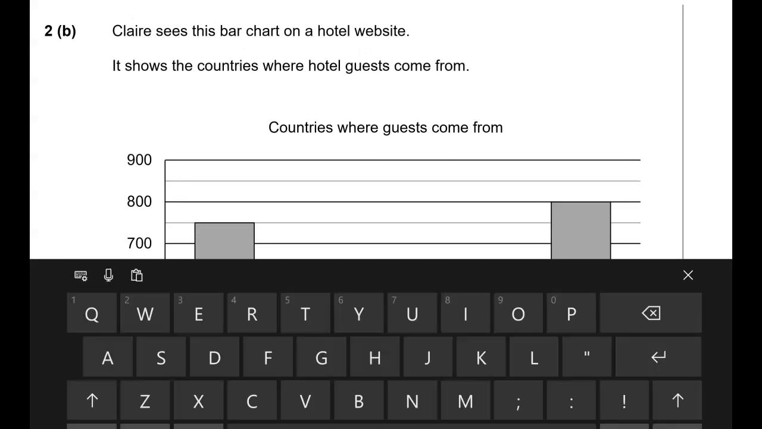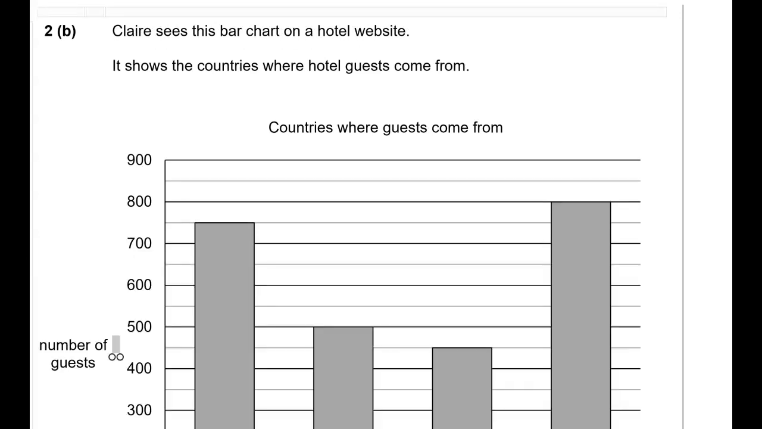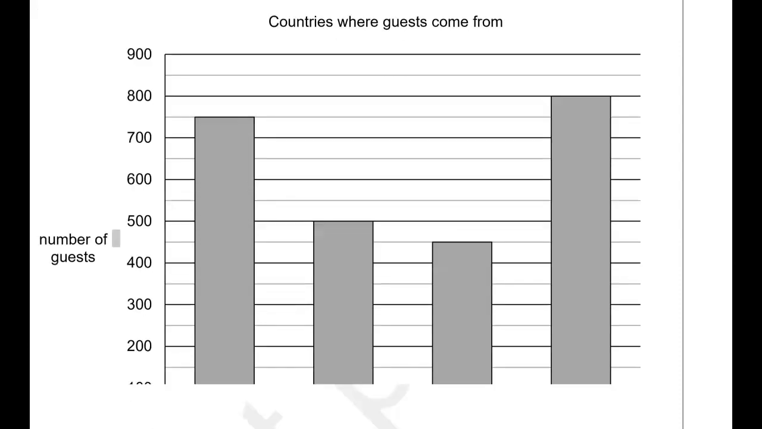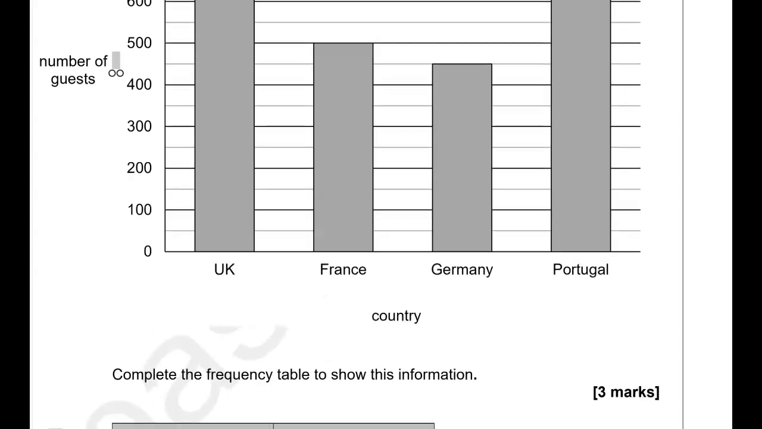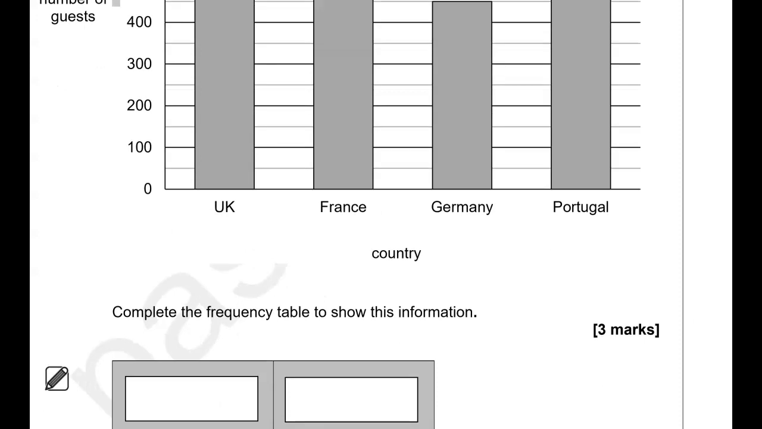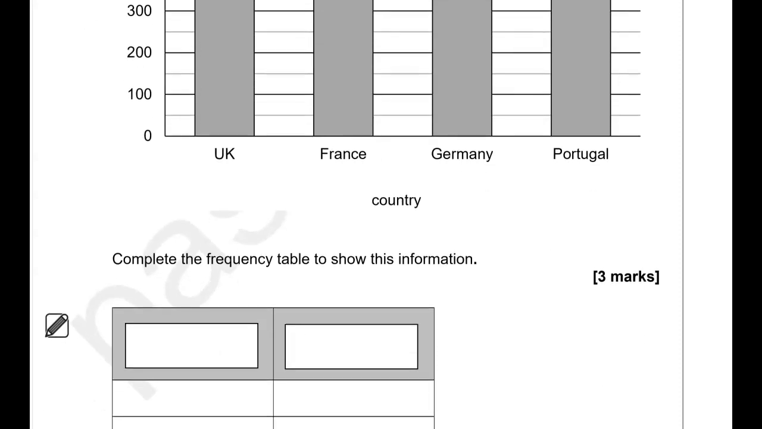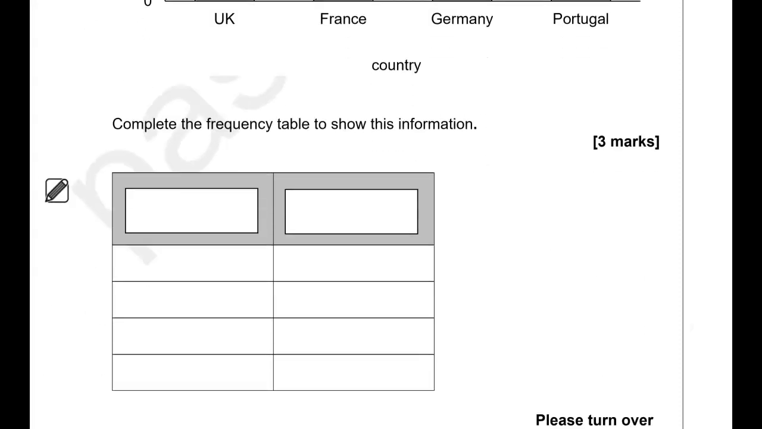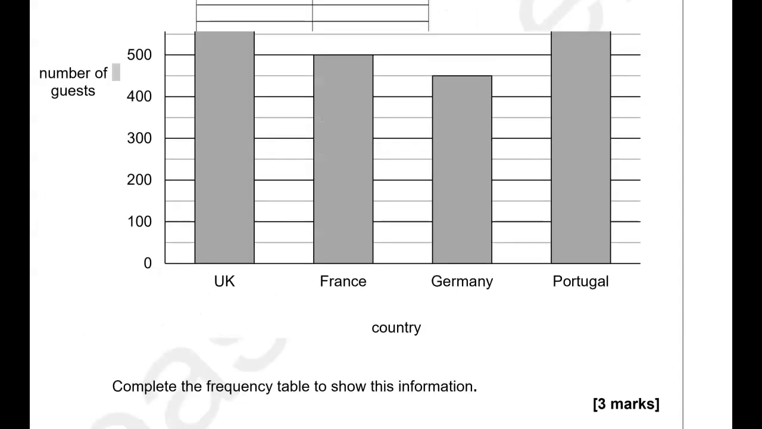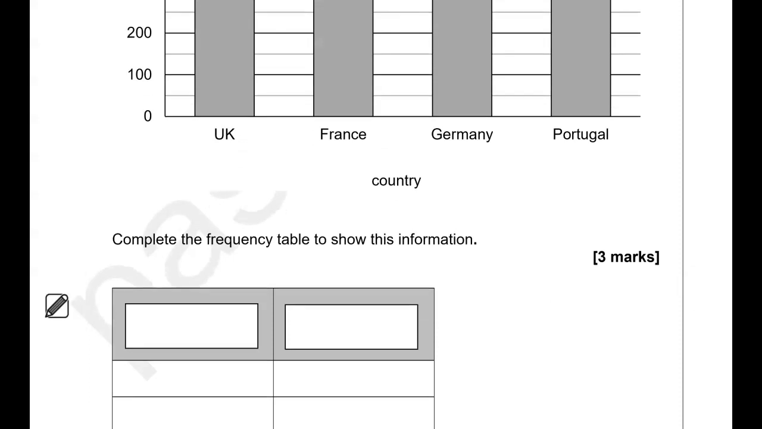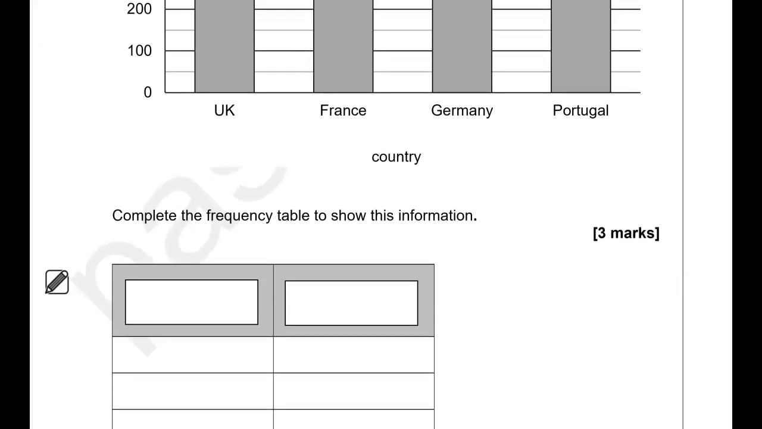Claire sees this bar chart on a hotel website. It shows the countries where hotel guests come from. Complete the frequency table to show this information. So, we've got countries and number of guests. So that will be our headings.